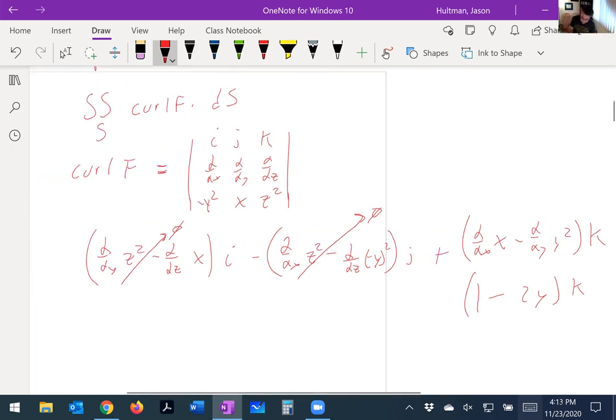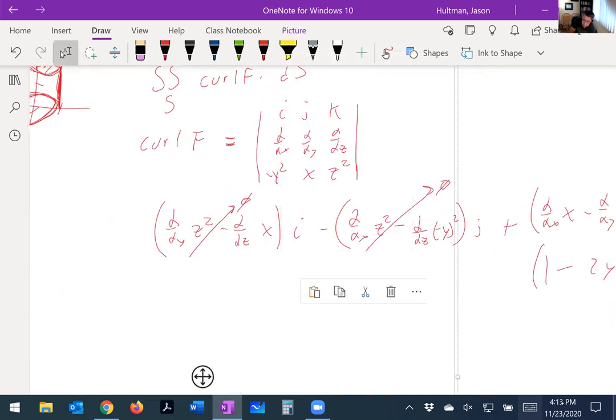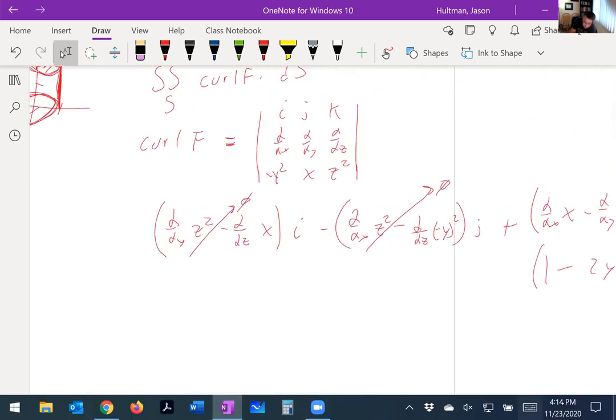So if we look back here, how do we get the flux that we were talking about before, with the curl of F?